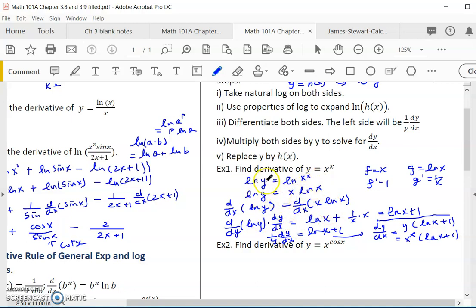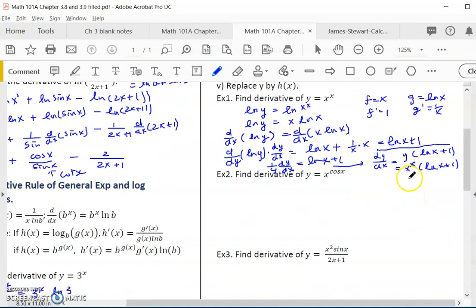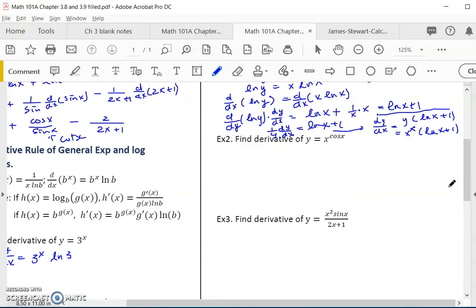Okay. So after you take the log, you expand the left-hand side so that it becomes x ln x, and then you take the derivative using the product rule. This is implicit differentiation. Then you multiply both sides by y, so the y will cancel here. You only have dy/dx on the left-hand side, and you replace y with x to the x, and then you have everything in terms of x.